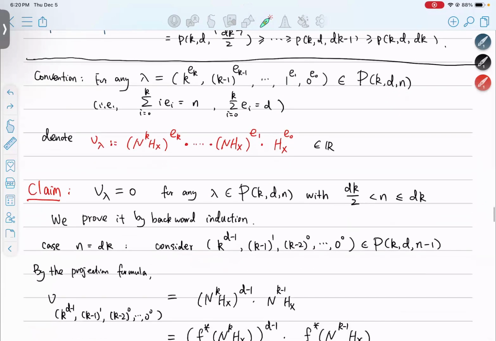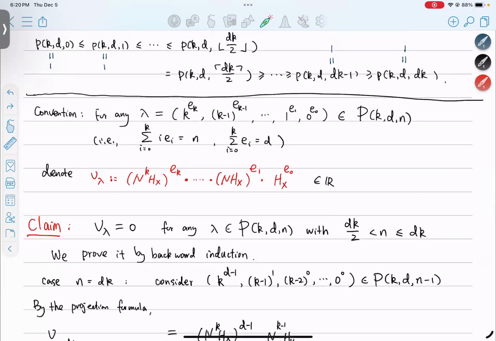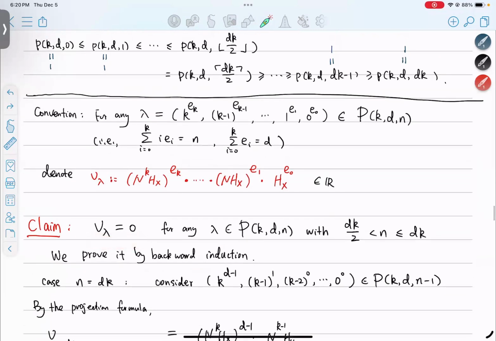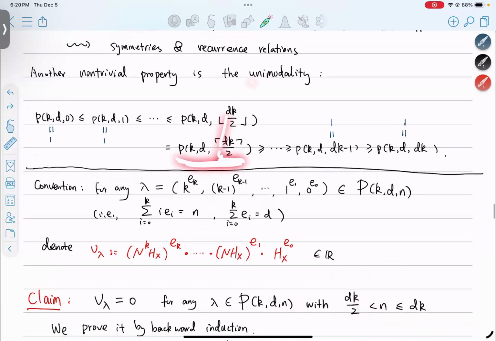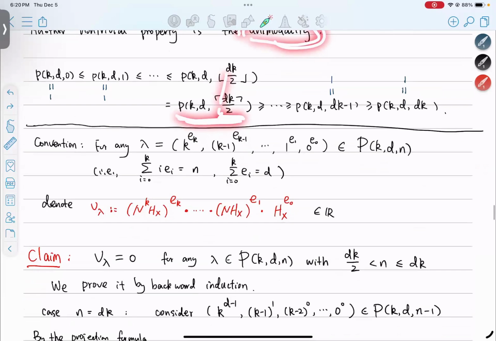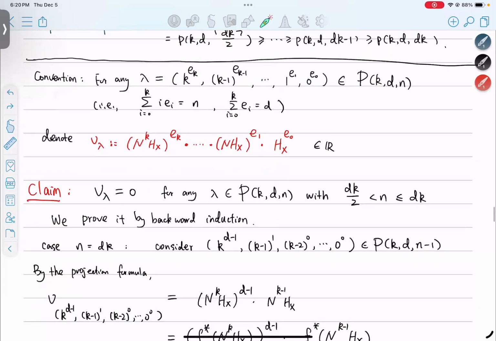Now we claim that V lambda is 0 for any lambda in P(k,d,n), a restricted partition of n, as long as n is larger than half dk. You see that half dk appears because the partition number satisfies unimodality. Now we prove this claim by induction, by backward induction.